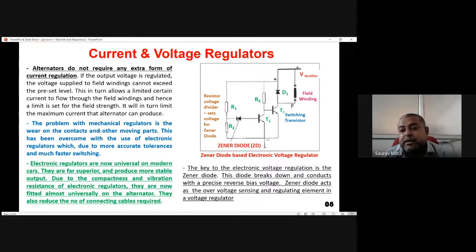Now, the problem in the mechanical regulator. I have not talked about the mechanical regulator, mainly I'm showing the electrical regulator to you. But the mechanical regulators which we used to use previously have a contact in the solenoid, and that contact breaks and makes and breaks very frequently, and a spark is produced.